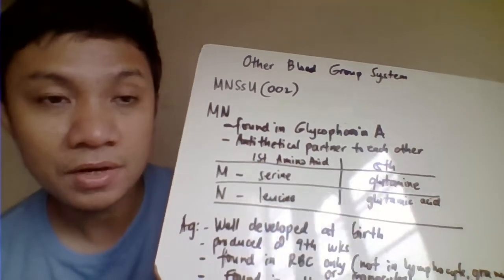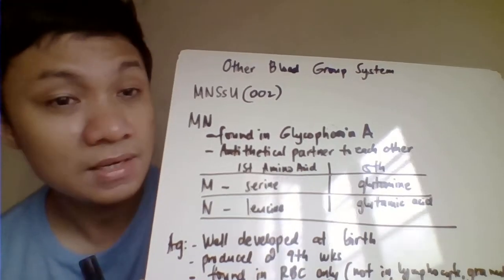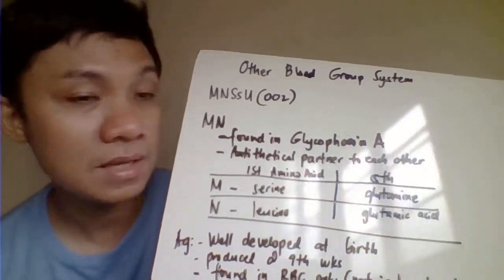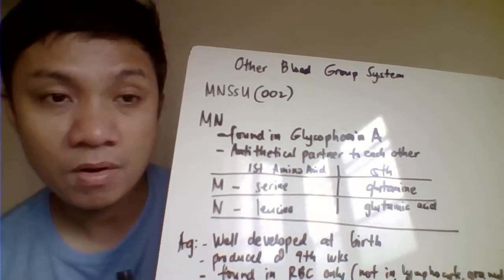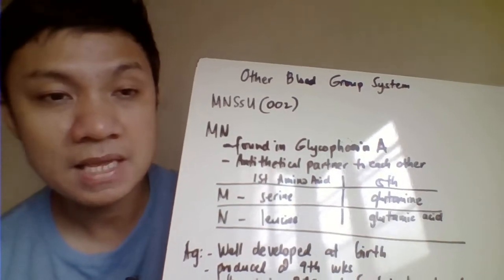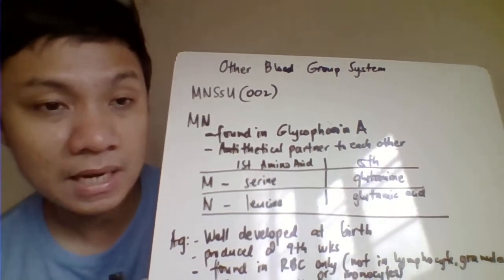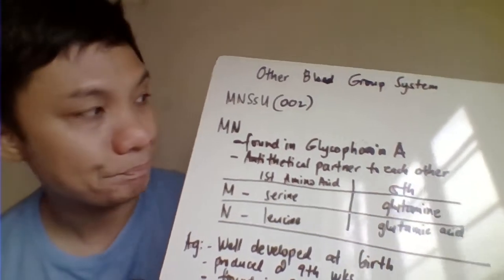Again, if the donor and recipient are not compatible with the blood group antigens and antibodies of the other blood group systems that we're going to discuss today, that would eventually also result in a hemolytic transfusion reaction, especially if the antibody related to that blood group is an IgG antibody, which is a clinically significant antibody.